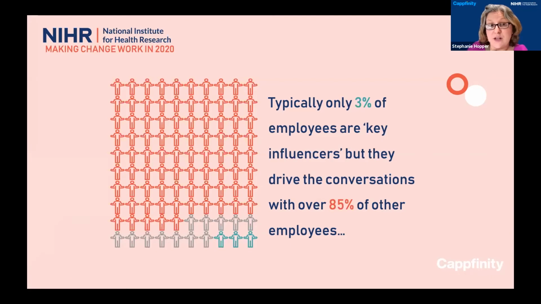Research across multiple organisations has identified that typically it's only 3% of employees who act as key influencers. It's 3% who drive conversations with 85% of the other employees. They're quite a powerful group for us to identify. And it's an important thing for us to understand when we implement different changes. We should avoid a one-size-fits-all. We need to be strategic, and we need to think about how we approach people and understand what it is that's important to them and the influence they have over others.